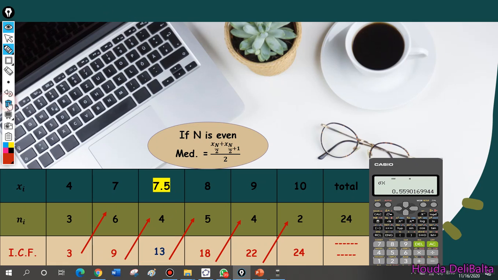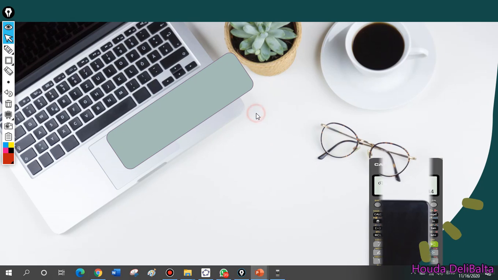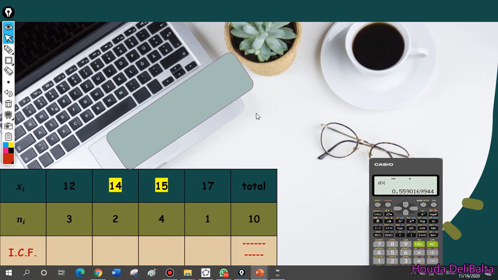Now, what about another case of even total number, but let's see what we have. Here is another case. In this case, again, we are going to find the ICF and the median. So here is the ICF table completed, and I'm going to find the median. So what's the total here?